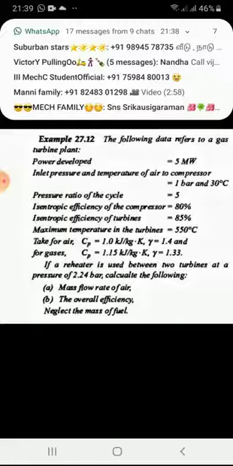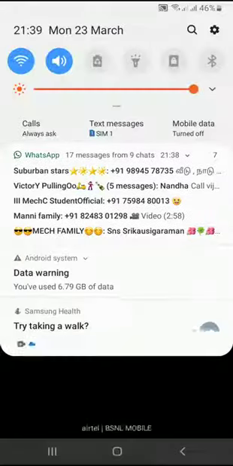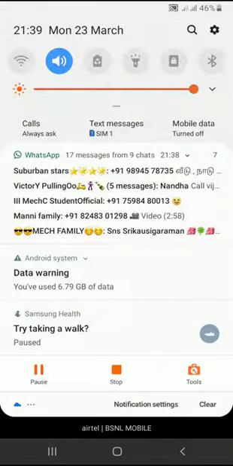Cp for air equal to 1 kilojoules per kilogram Kelvin and gamma for air equal to 1.4. Cp for gases equal to 1.15 kilojoules per kilogram Kelvin and gamma for gases equal to 1.33. And if a reheater is used between two turbines at a pressure of 2.24 bar, calculate the following: mass flow rate of air and the overall efficiency of the cycle. Neglect the mass of the fuel, right? So this is the problem.